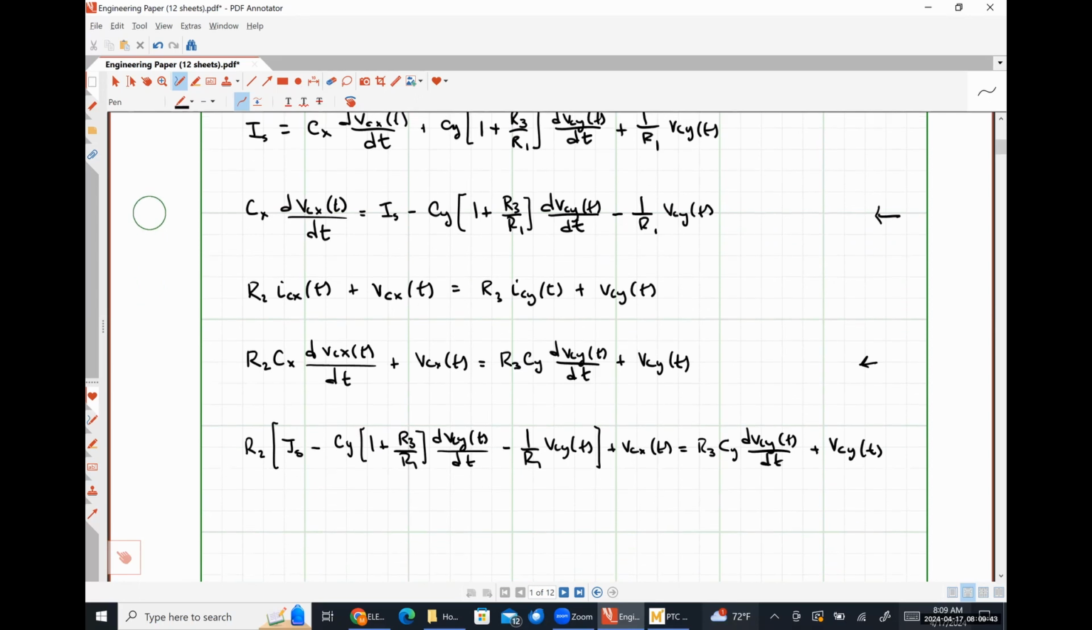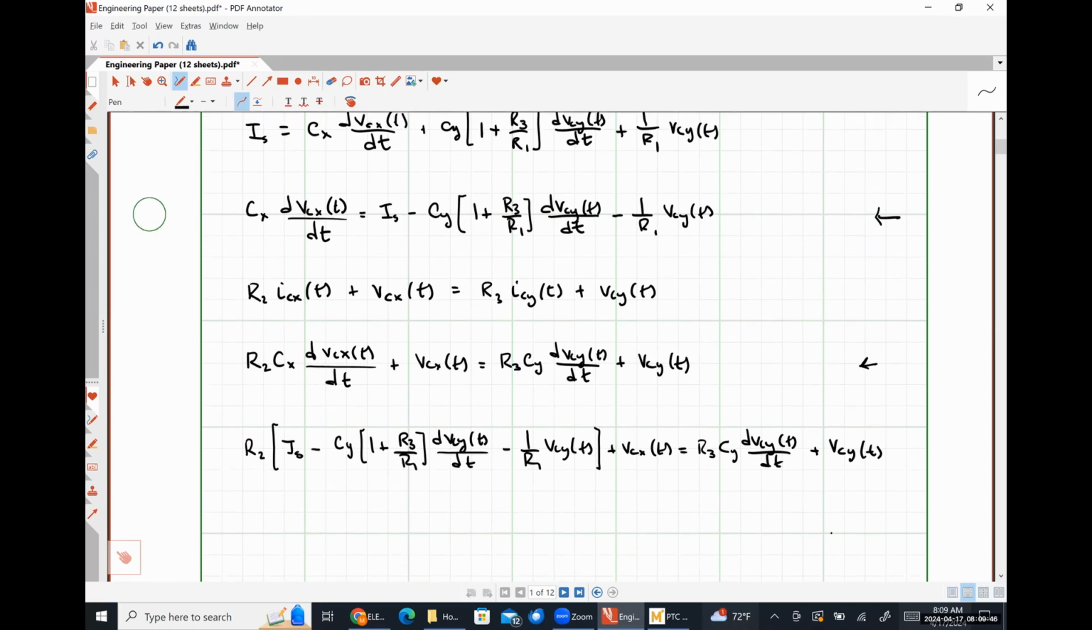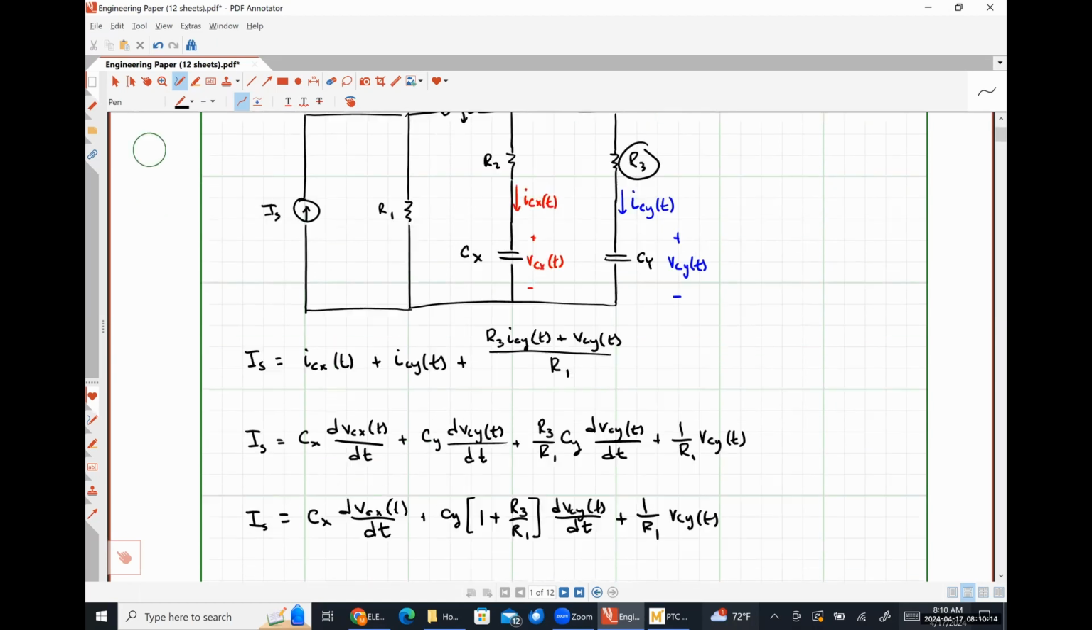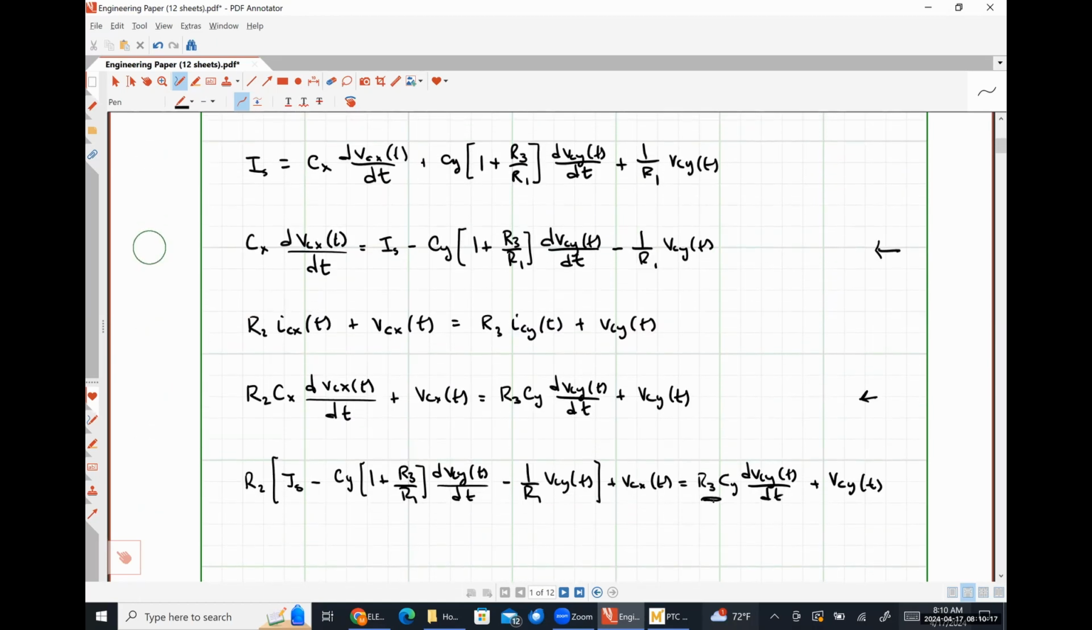Which R3 are you referring to? It shows up twice. This guy right here. So I'm 99% sure that's supposed to be R3 CY. So let me double check here and explain, right? So that R3 is for this guy. So R3 times ICY is the same thing as R3 times CY dVCY by dt, right? So this R3 is definitely supposed to be an R3, which was this guy, which was this guy. All of those are correct.